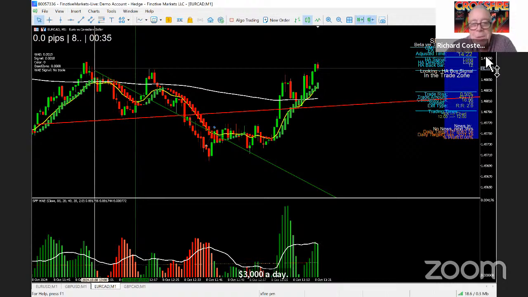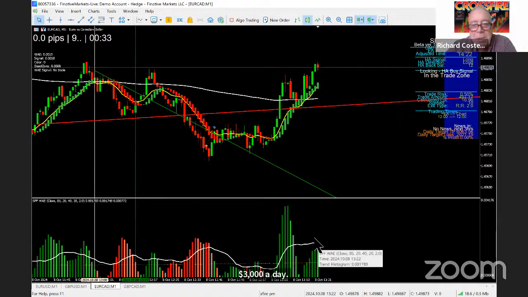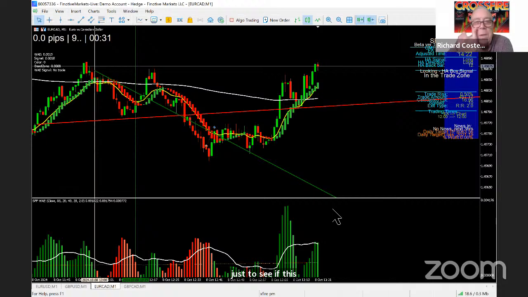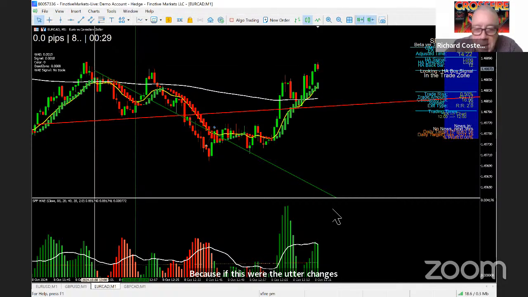Just going to see if this Wada Atta changes, because if it does, it'll put me in a trade. If it gets stronger... it looks like it's getting weaker, but it can change.